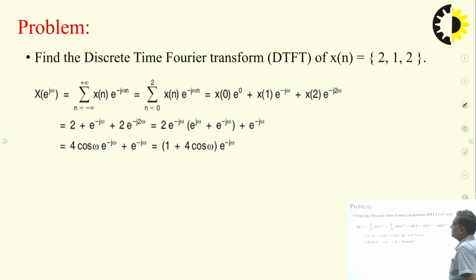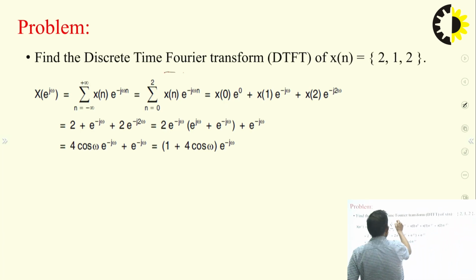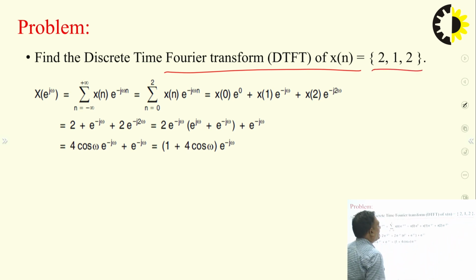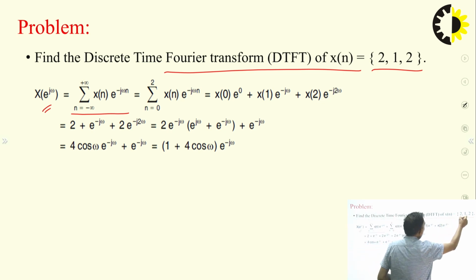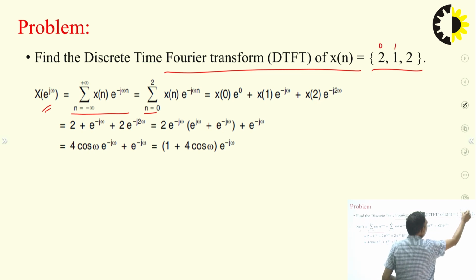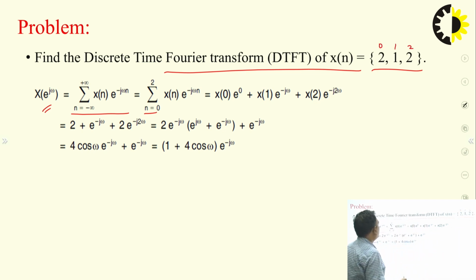Okay. Now find the discrete time Fourier transform of the sequence x[n] equals 2, 1, 2. So we have a finite duration sequence for which we have to find the Fourier transform. We put X(e^jω) equals summation n equals minus infinity to infinity x[n] e^(-jωn). Because the sequence starts from 0, this is n equals 0 to 2. So these are the values corresponding to 0, 1, 2, and we put these values in.